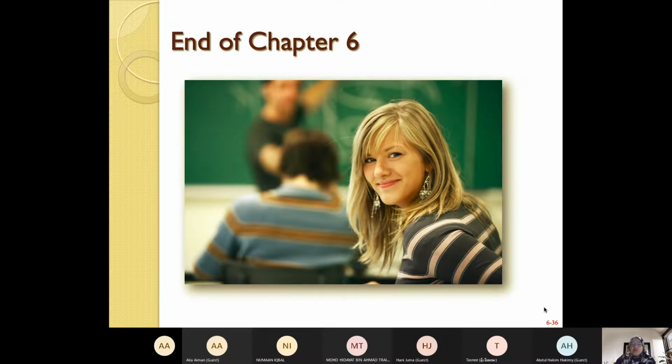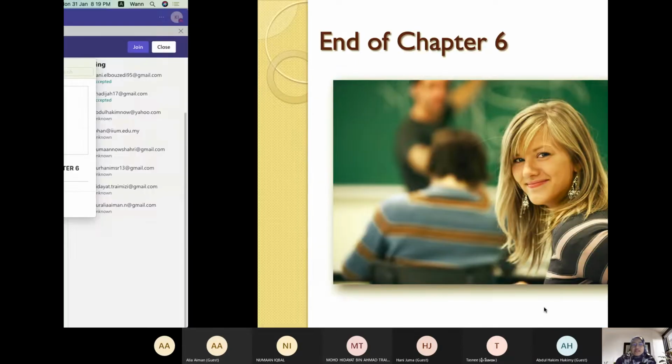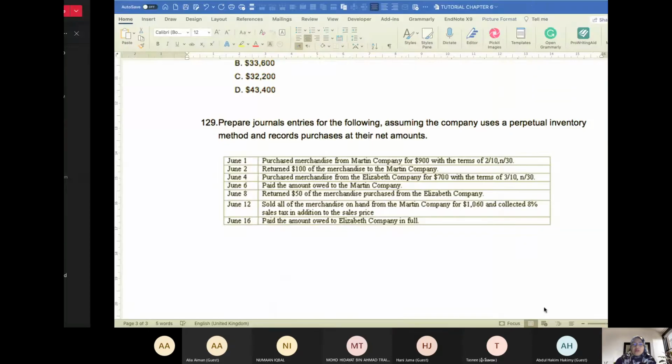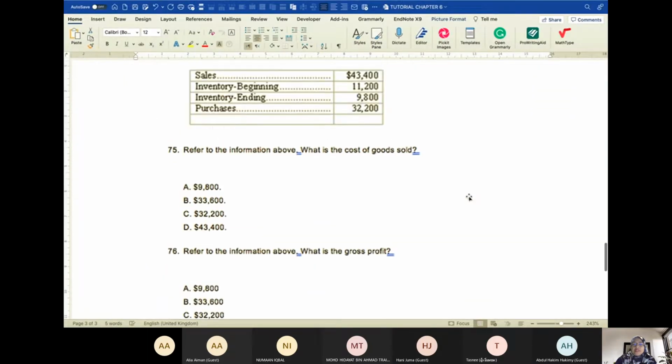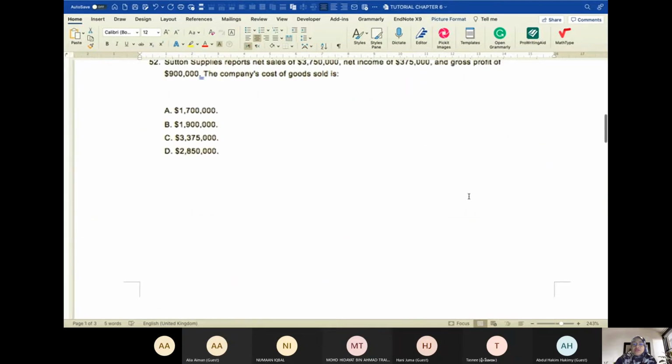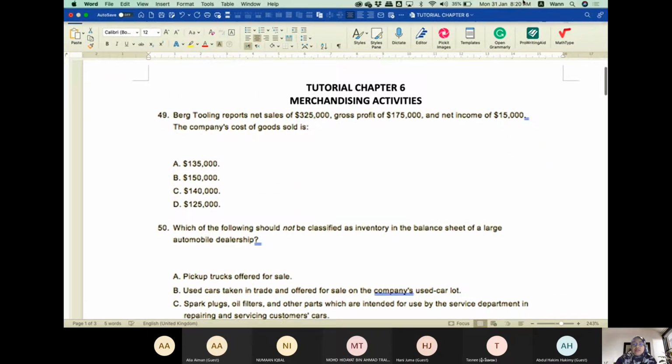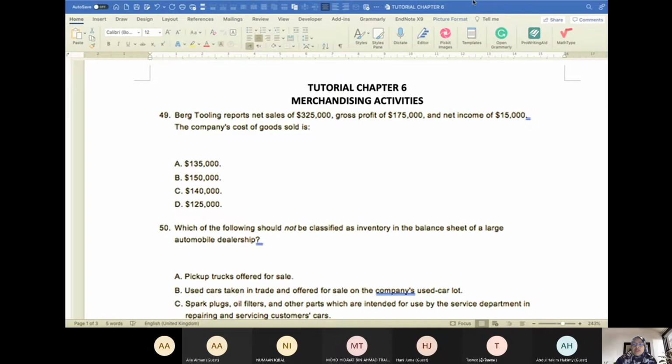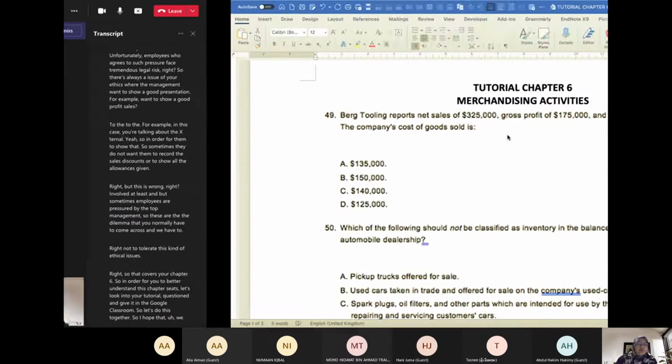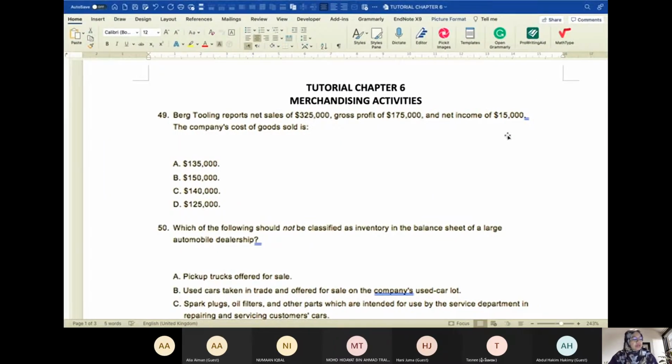So in order for you to better understand this chapter 6, let's look into the tutorial questions that are given in the Google Classroom. So let's do this together. I hope that we can learn together. Okay, are you ready? You need your pen, you need a paper, you need your calculator.